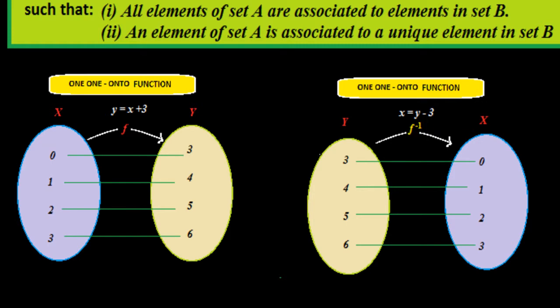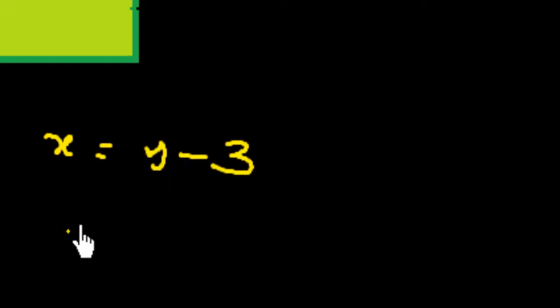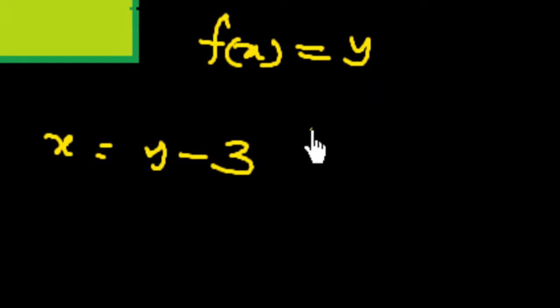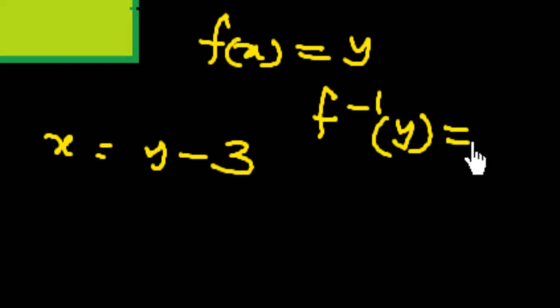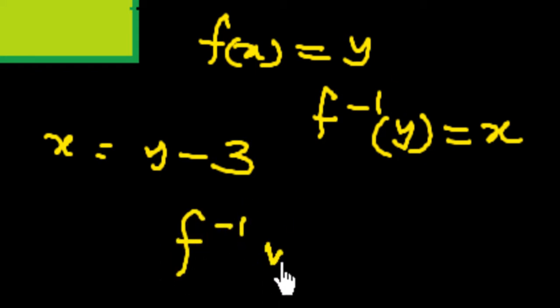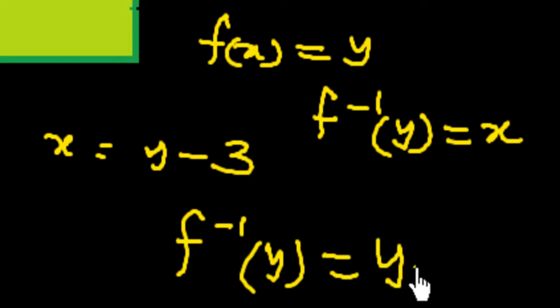Which could be written in this way also. I write here x is equal to y minus 3. Because f of x is equal to y, we could write in this way f inverse of y is equal to x. So f inverse of y is equal to y minus 3, which is x. We could write in this way f inverse of y is equal to y minus 3.